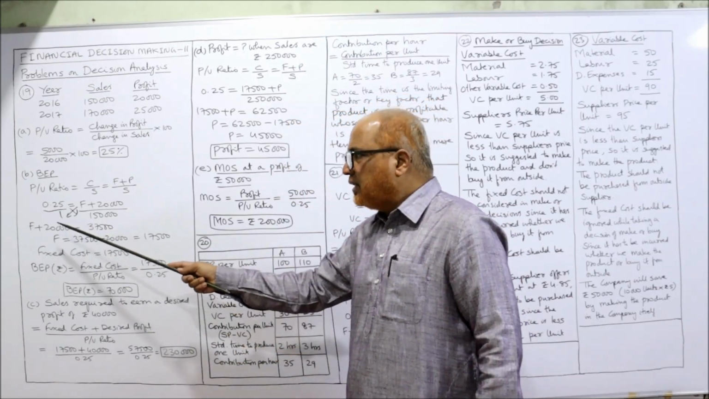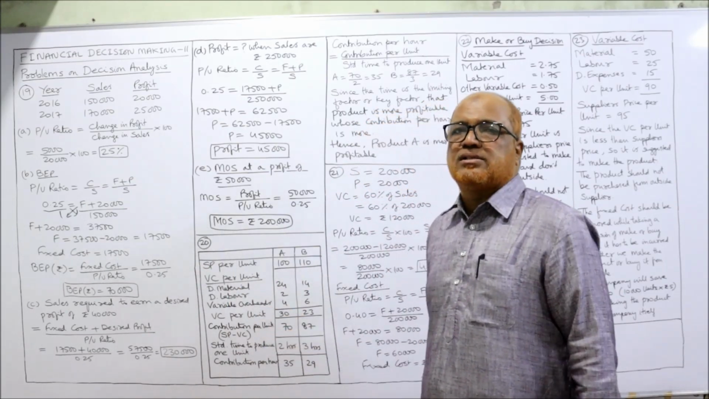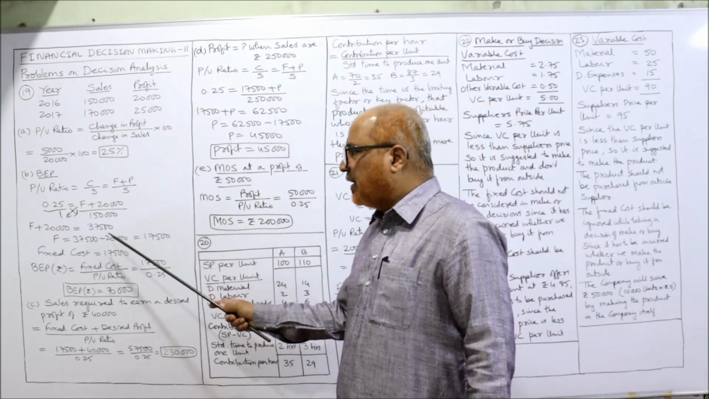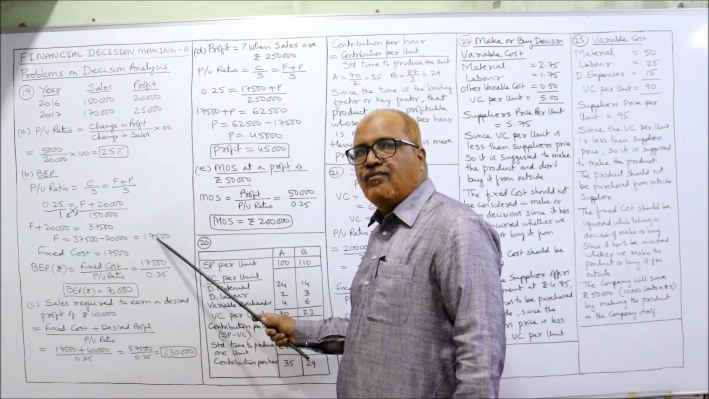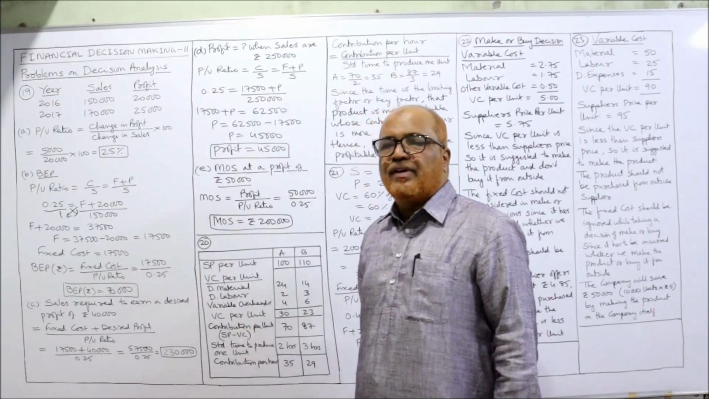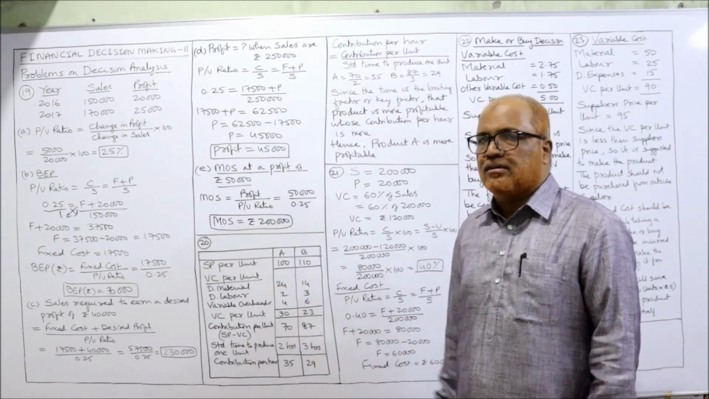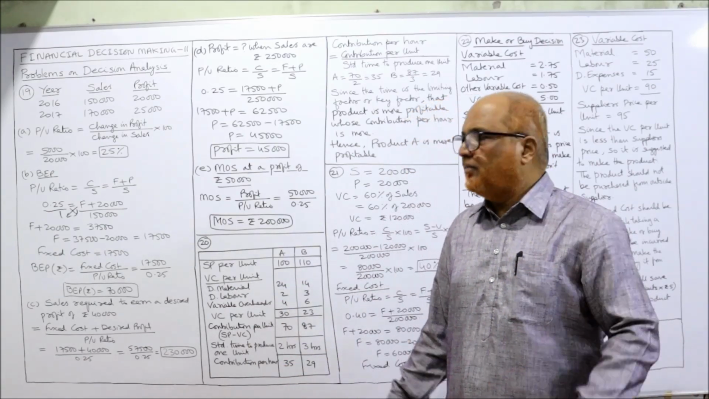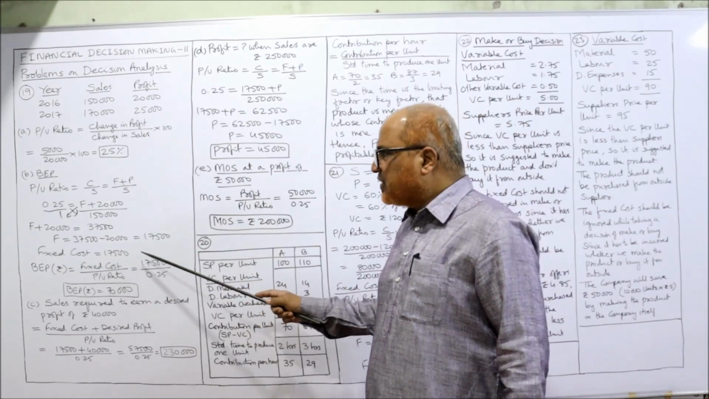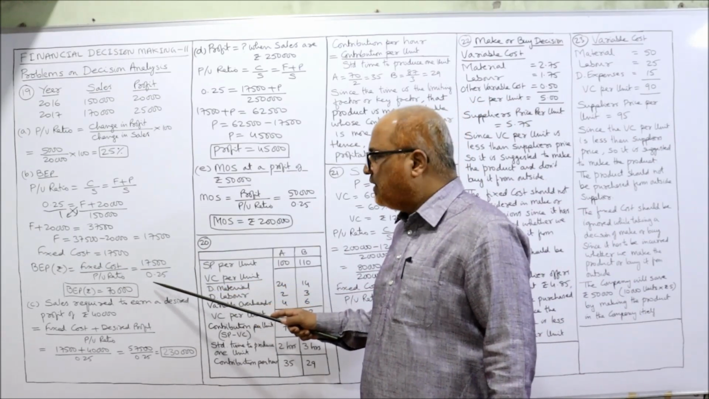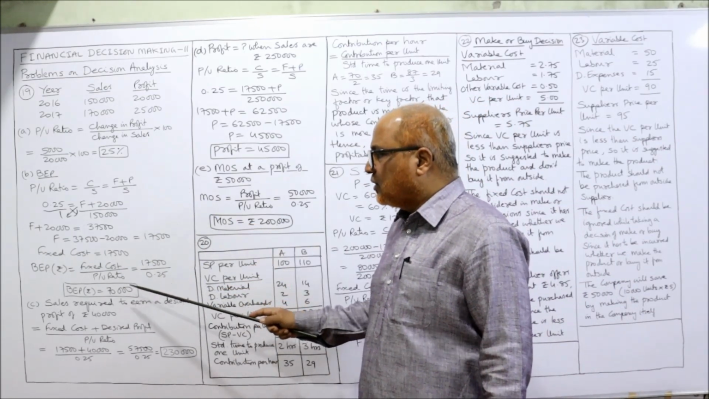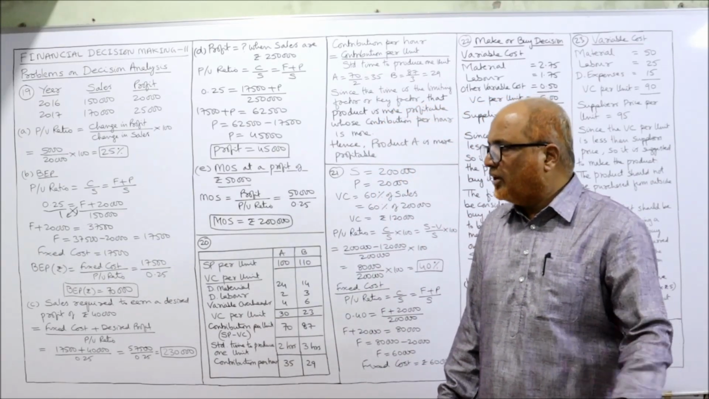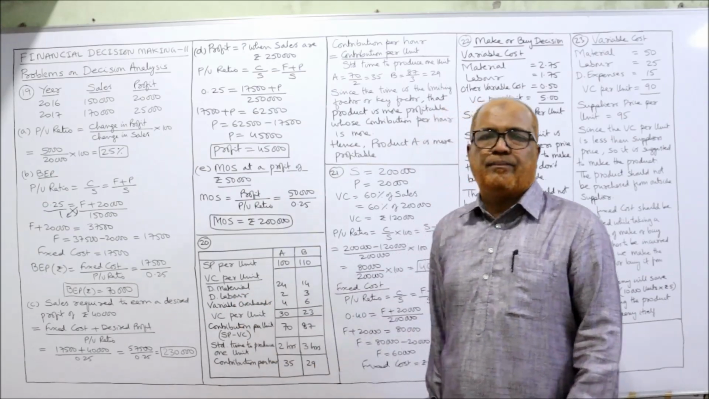Right? Now bring this 20,000 to the RHS. Plus 20,000 will become minus 20,000. So 37,500 minus 20,000 is 17,500. So we got the fixed cost as 17,500. Now BEP, easily we can find out from fixed cost and PV ratio. The fixed cost is 17,500, PV ratio is 0.25. So BEP will be 70,000. So we got PV ratio, we got BEP.